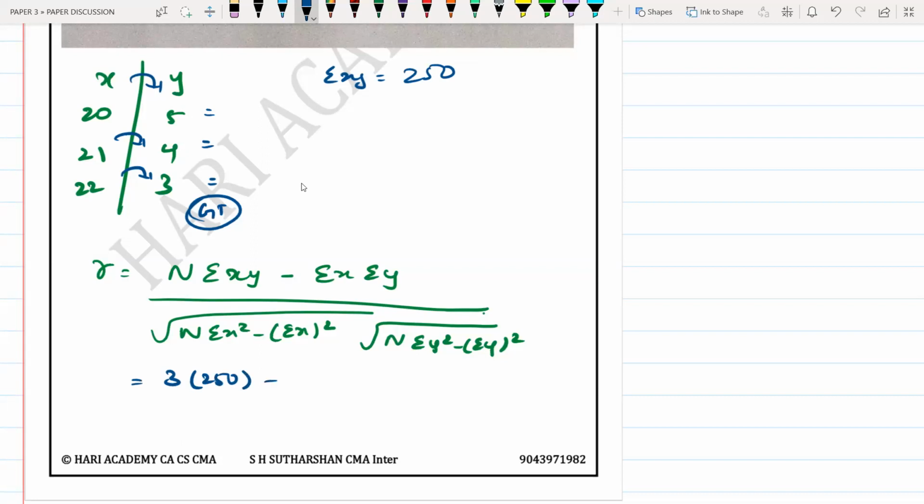What is summation x value? 20 plus 21 plus 22. It's nothing but what? 63. 5 plus 4, 9, 9 plus 3, 12. So 3 into 250 minus 63 into 12, divided by root of 3.